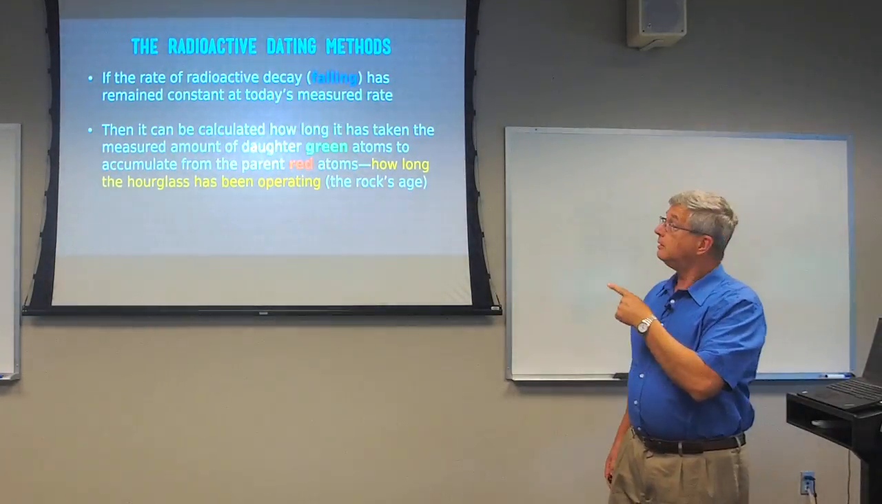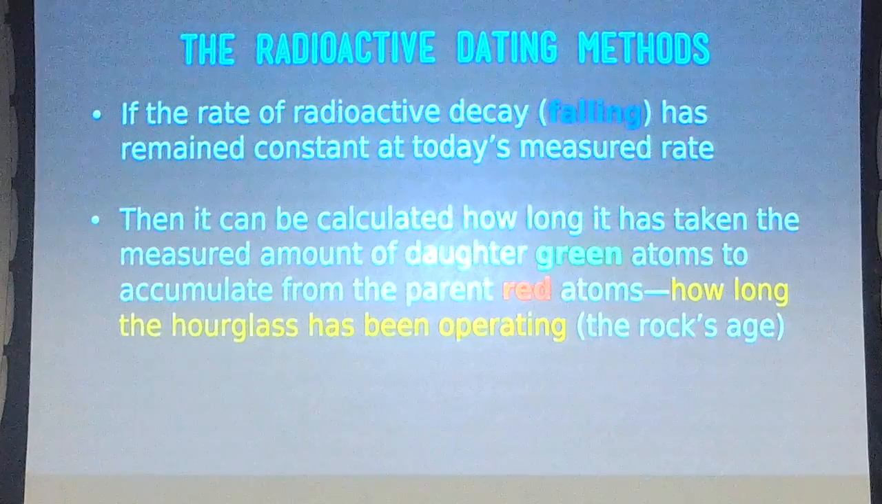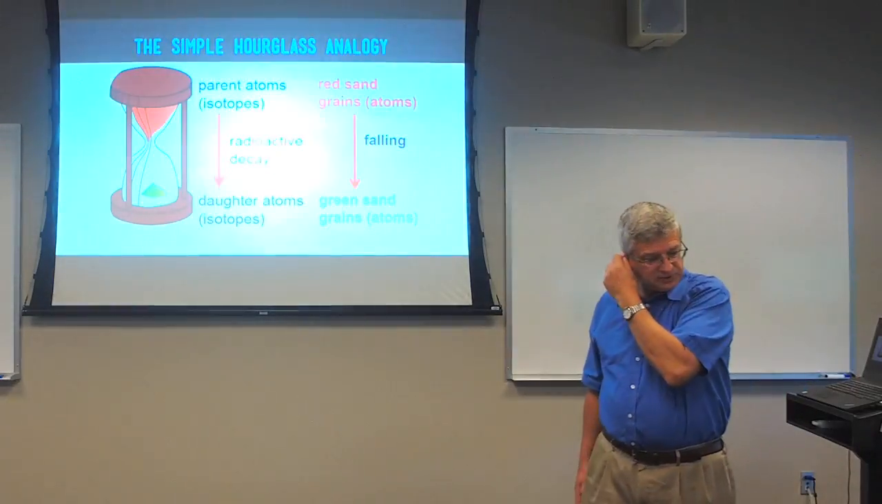So, again, it doesn't hurt to keep revising this. If the rate of radioactive decay, that is the falling, has remained constant, then it can be calculated how long it took for the measured amount of green atoms, the daughter atoms, to accumulate from the red atoms, the red sand grains at the top. That's how long the hourglass has been operating.